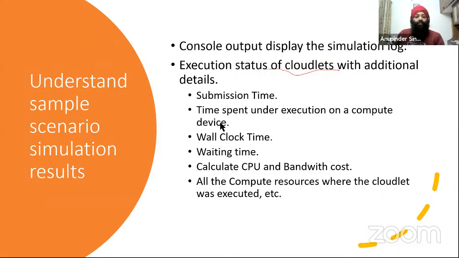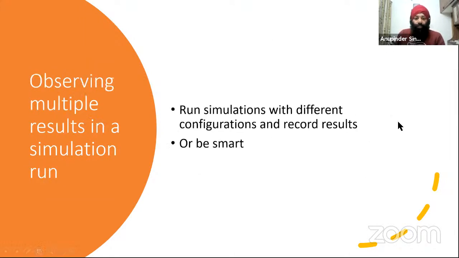we have covered our first point. Now let's go to the next point. Observing the multiple results in the simulation is very important, because generally you have to do the comparisons, right? Once you have to do the comparisons, what you need to do is, let's say I'm running a particular algorithm for a certain set of configurations of virtual machines, number of virtual machines, right?